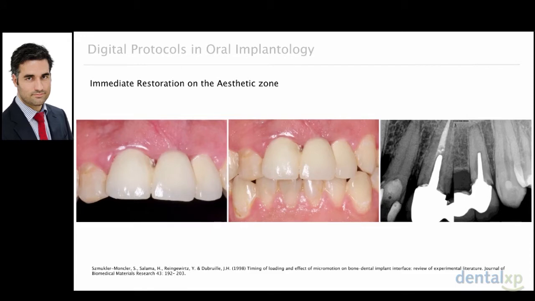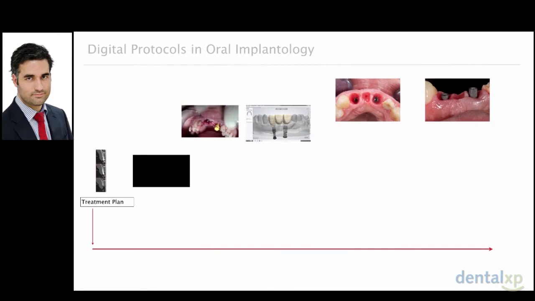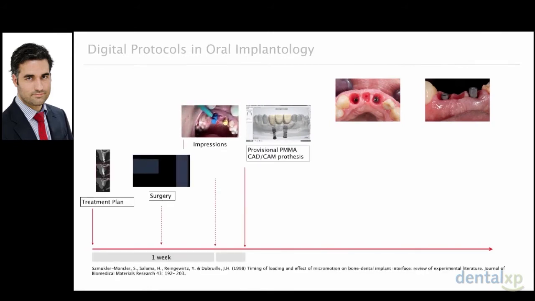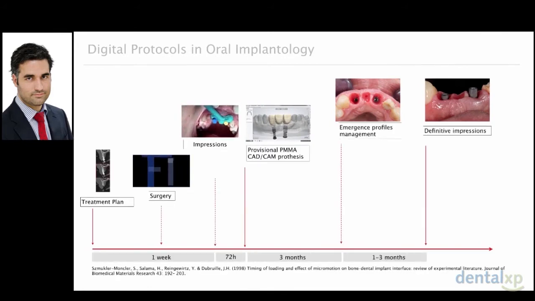If you can see in the X-rays, the remaining roots are not very well. They had a horizontal fracture beneath the gingiva. So I gave him a treatment plan. We can plan your surgery, and we can do the impressions the day of the surgery. You can have immediate implants, and 72 hours after, I can replace your teeth with a provisional prosthesis that will be designed and manufactured with CAD/CAM technology.